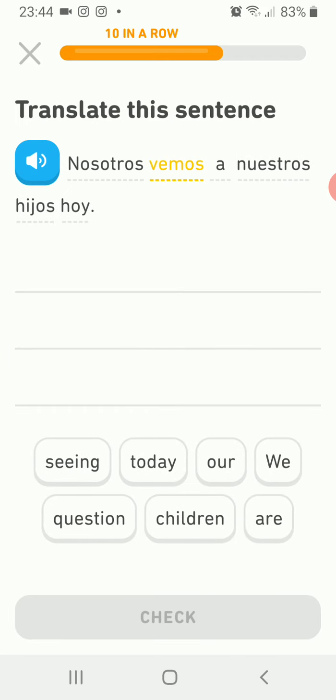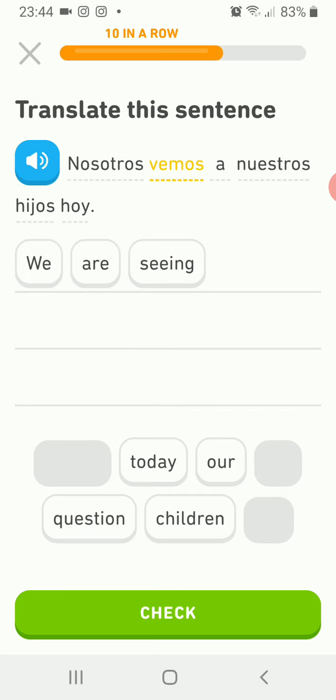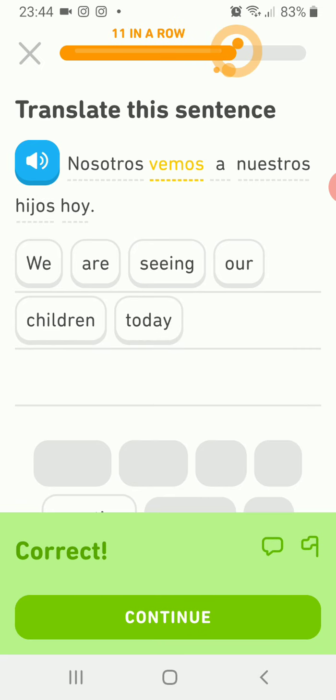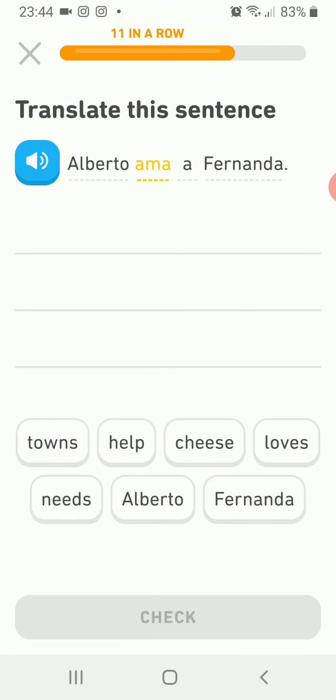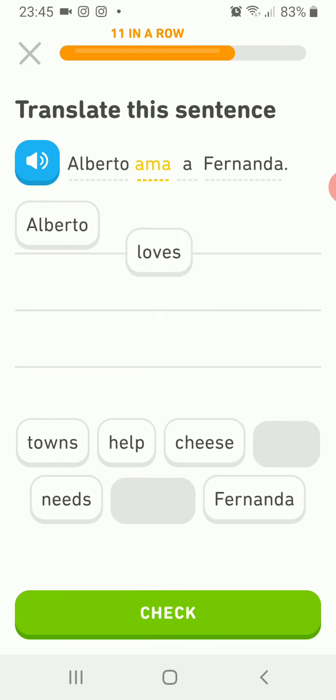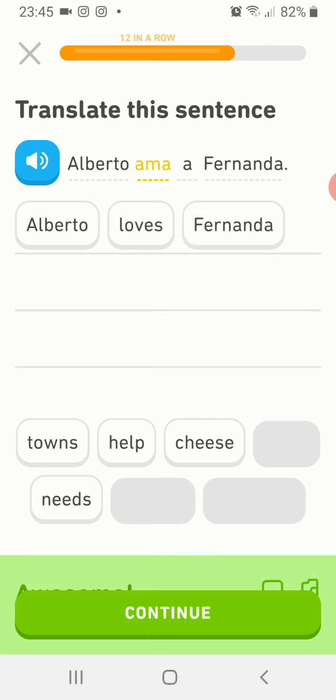Nosotros vemos a nuestros hijos hoy. So nosotros vemos, we are seeing our, sorry, our children today. Alberto ama a Fernanda. So Alberto loves Fernanda.